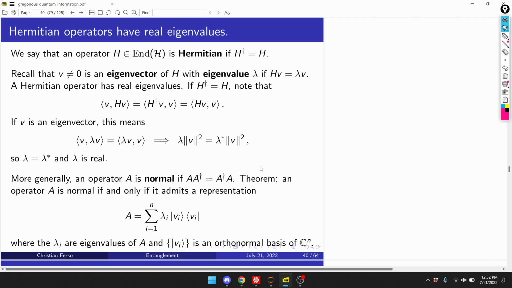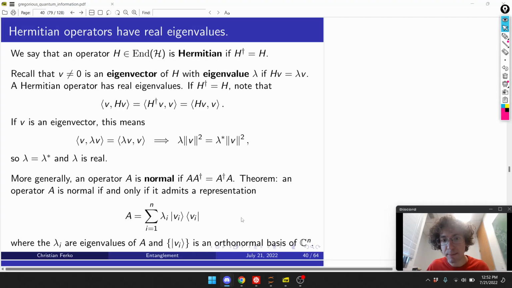Okay. Now, why is this Hermitian conjugate an interesting thing to study? Well, we first want to define a notion of a Hermitian operator. So we have the Hermitian adjoint, and now we say that an operator in endomorphisms of H is Hermitian if it's equal to its Hermitian adjoint. Right? So the term Hermitian adjoint refers to dagger. The term Hermitian operator refers to an operator that stays the same when you take its dagger. H dagger equals H.